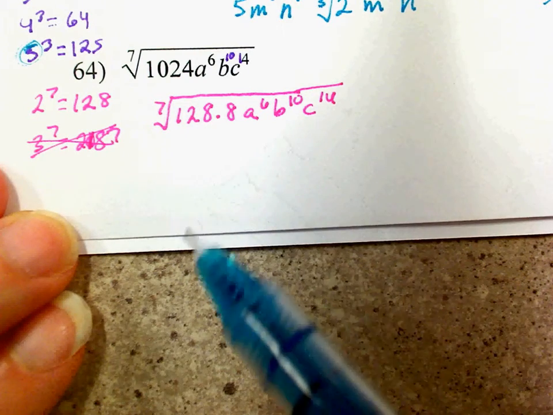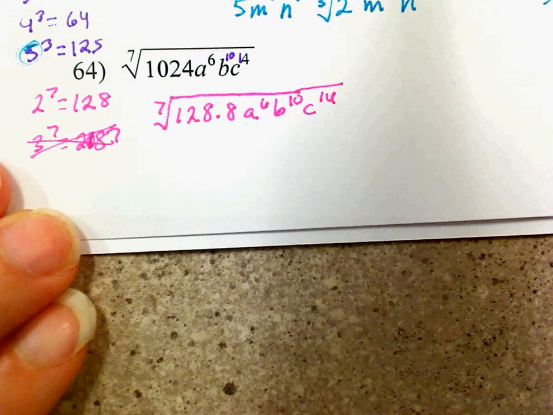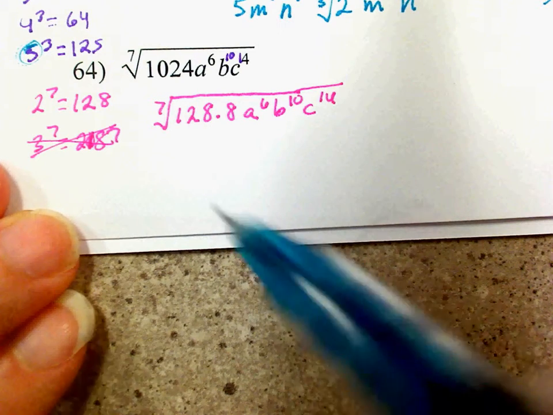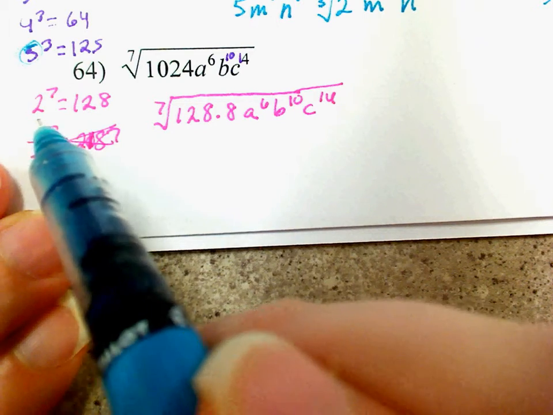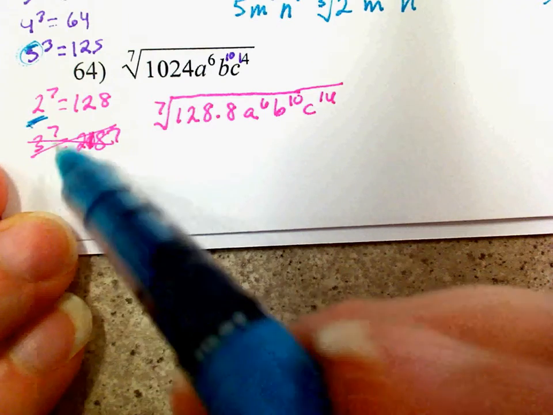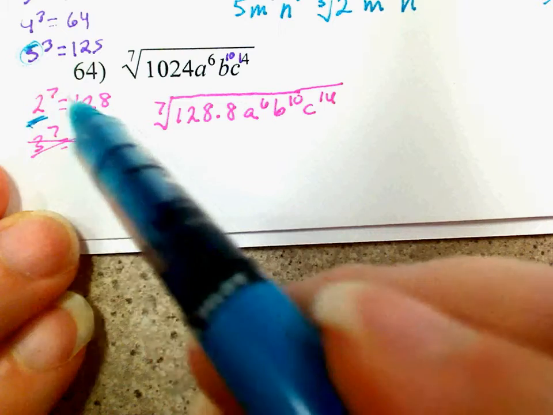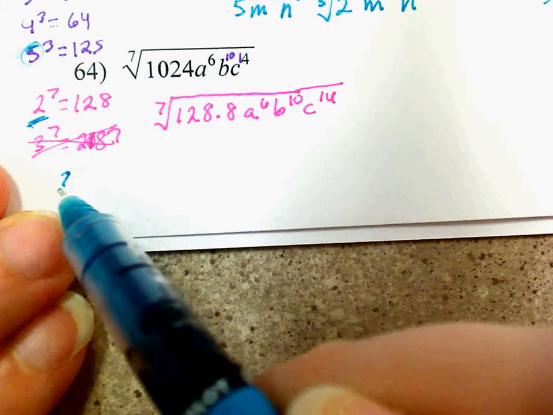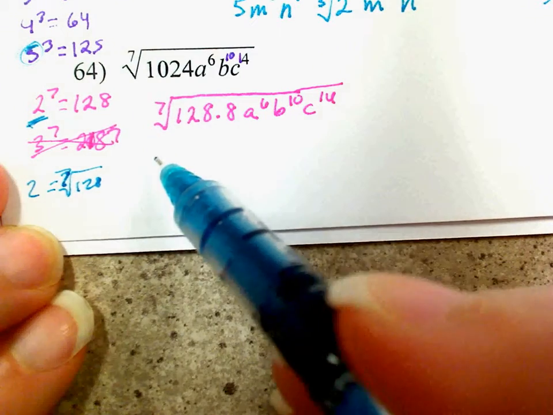What's the 7th root of 128? 2. That's the whole point of doing this, right, guys? The whole point of finding this number is to be able to say if 2 to the 7th is 128, then the 7th root of 128 is 2. That's the whole point. So this is 2, and then I leave what on the inside?